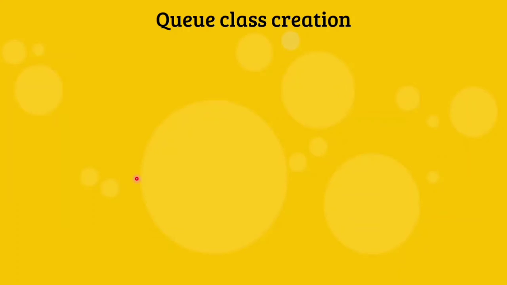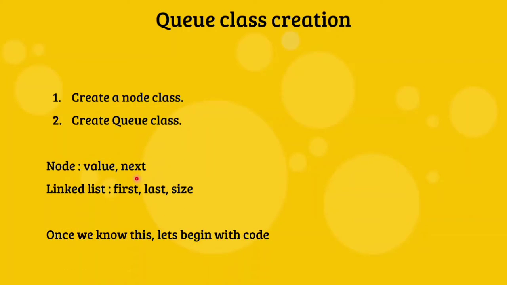So let's begin. Firstly, when we create our queue class, it will be something like a linked list. So here we will create our node class and then we will create our queue class. When we are talking about the node class, it will contain value and next as its properties. And our queue class will contain first, last and size as its properties. Once we know these things, we are in a position to write our own code.